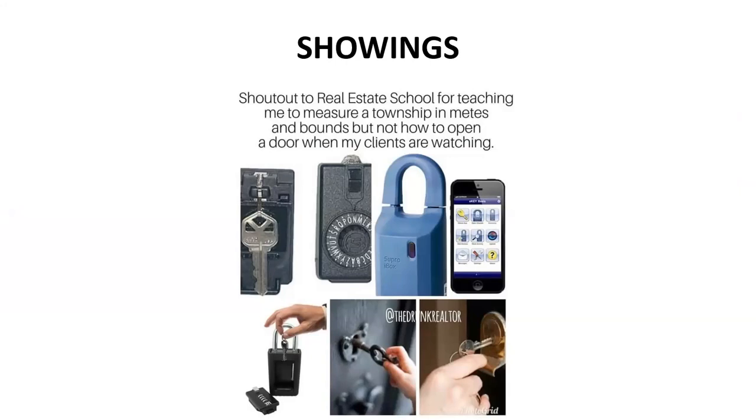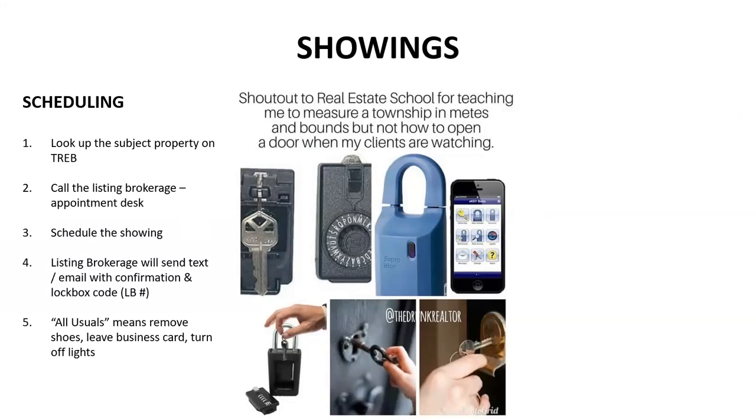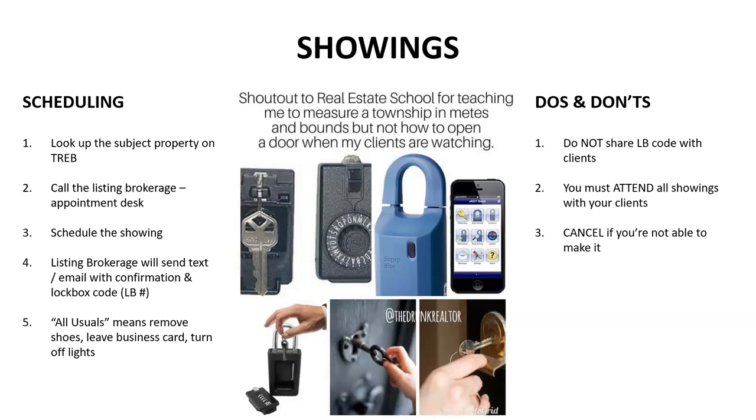Alternatively, if that's not available, you can call the listing brokerage and schedule the showing. So call them, introduce yourself, request to book the appointment on Saturday at 1, and then you will get a confirmation email with the lockbox code. So make sure that you're putting that in your calendar. You are sending an itinerary to your clients of all the properties you're going to see in order. Of course, you're not sharing the lockbox code with them.